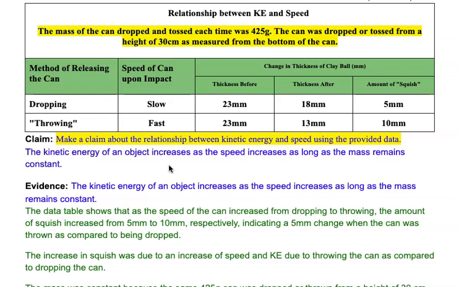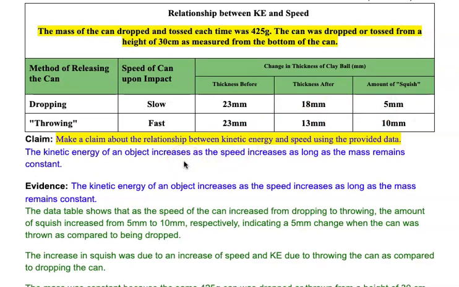And then we had some independent variables and dependent variables. Our independent variable here is whether we drop the can or toss the can down, so the speed of the can. The dependent variable is the change that we affected, which is how much squish there was: 5 millimeters of squish for the slow drop of the can, and 10 millimeters of squish for the fast moving can.